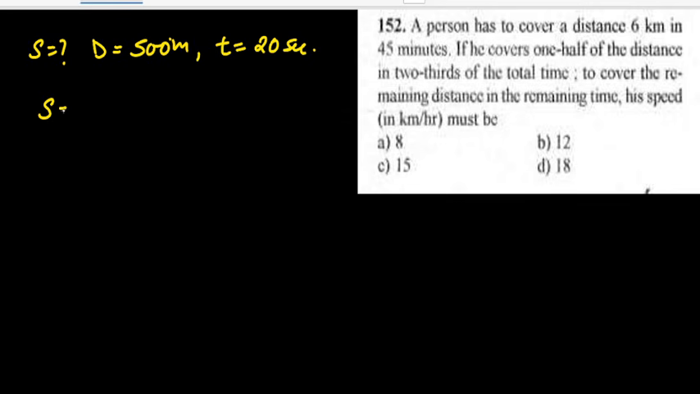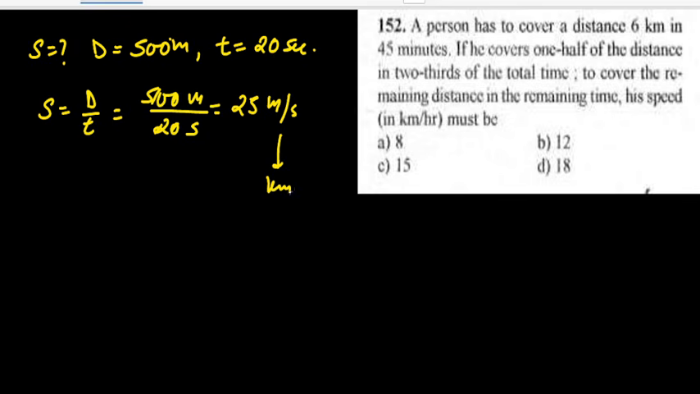So we know that speed is distance by time. Distance is 500 meters and your time is 20 seconds. If I cancel this, you'll see that we are getting 25 meters per second. Now suppose I ask you to get me the answer in kilometers per hour. In order to get this into kilometers per hour, we'll just multiply 25 by 18 by 5. And if you cancel this, you're getting 90 kilometers per hour.